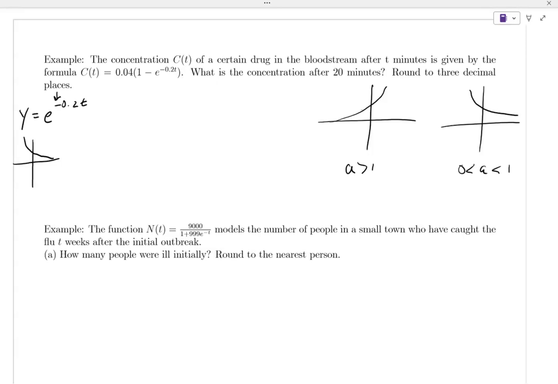In particular, the farther you go out to the right, the y values get closer and closer to what? 0, right? If the y values get closer and closer to 0, this 1 minus that is going to get closer and closer to 1, which means the whole expression will get closer and closer to 0.04. So what this is doing is modeling something in the bloodstream. It's saying that initially it'll go up pretty quickly, but it's going to end up flattening out as you go out. That's what this model looks like. You wouldn't want a drug in the bloodstream to go like this, would you?